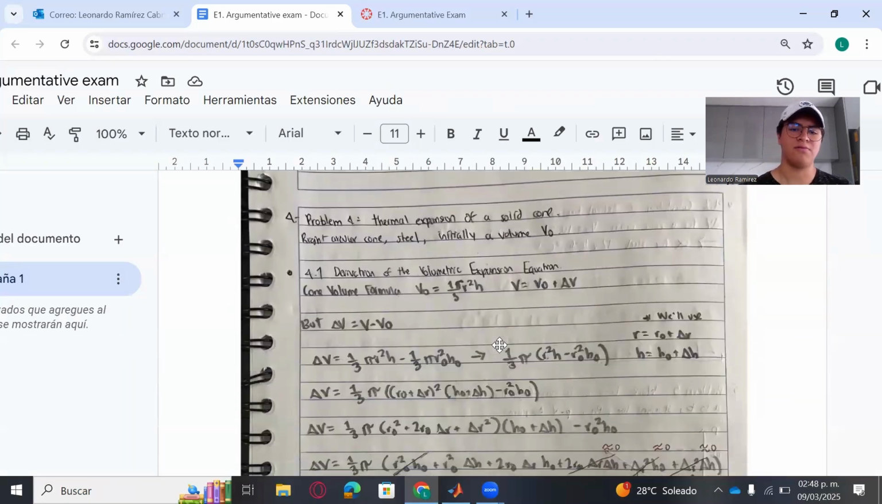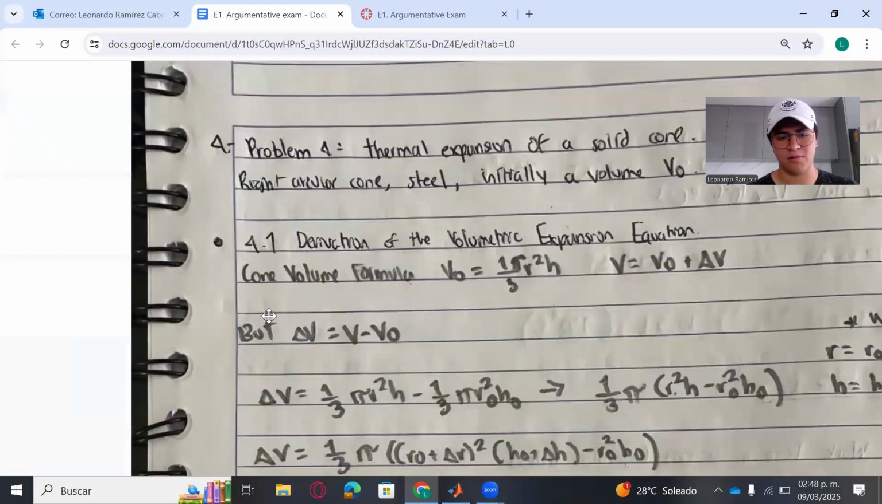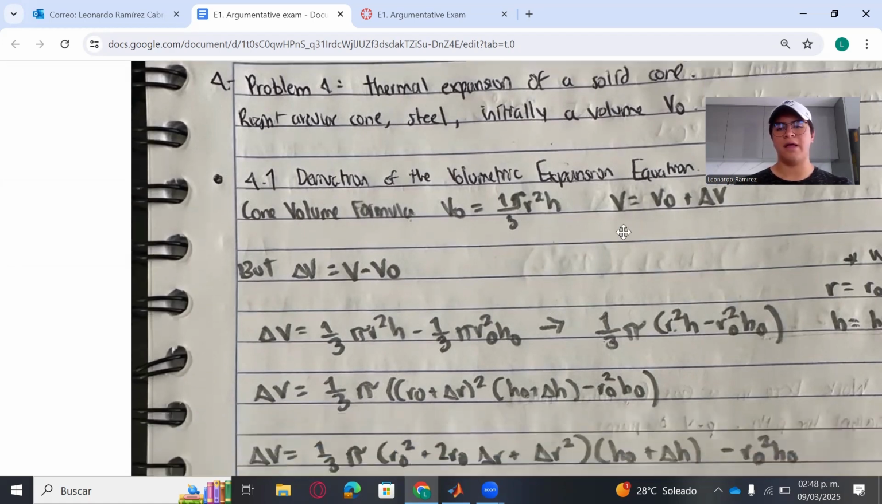Let us go to problem 4, which involves thermal expansion of a solid cone. It's important to derive the volumetric expansion equation directly from the cone volume formula, which we have here: 1/3 pi times the radius squared times height. But the volume equals the initial volume plus the difference in volume after the thermal expansion.